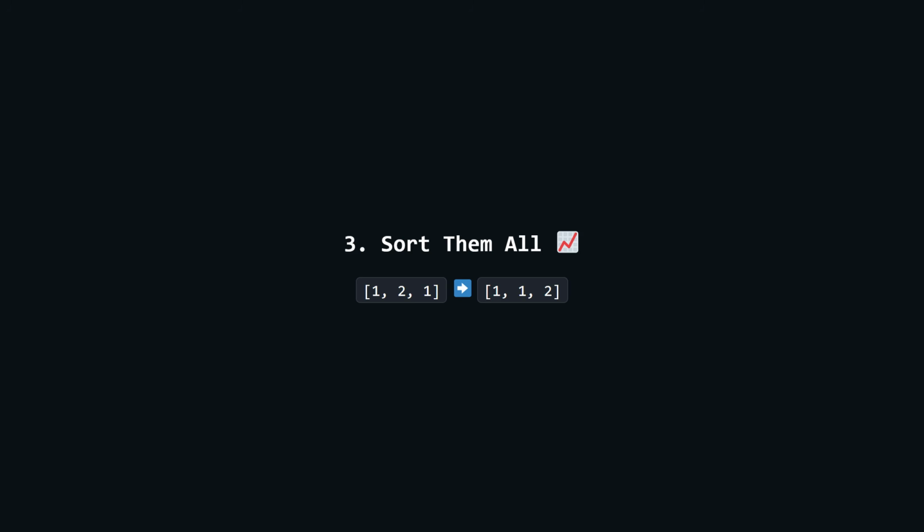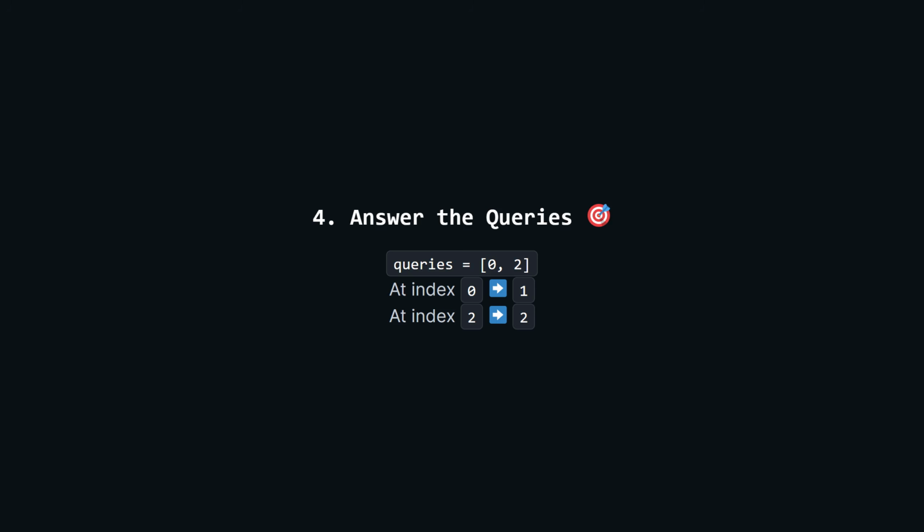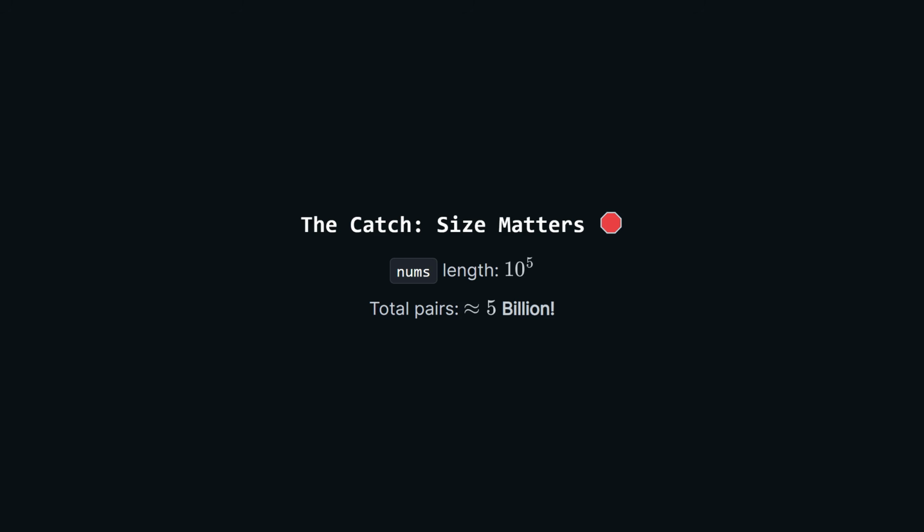from smallest to largest. Finally, we get a list of queries. Each query is just an index number. We have to look at our newly sorted list and return whatever number is sitting at that specific spot. Sounds simple, right? Well, here is the catch.